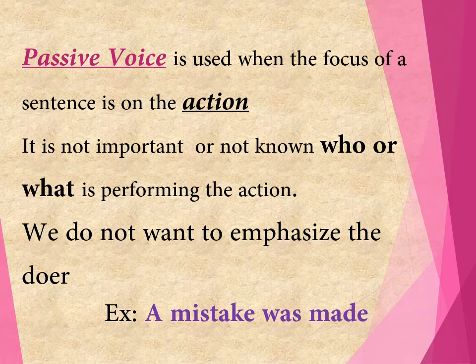Some of the students ask me, when do we use passive voice? Passive voice is used when the focus of a sentence is on the action. It is not important or not known who or what is performing the action. It means that we don't want to emphasize the doer. For example, a mistake was made. In this sentence, we don't know who made the mistake. So we don't want to emphasize the subject or the doer of the action. We just emphasize the action in the sentence.